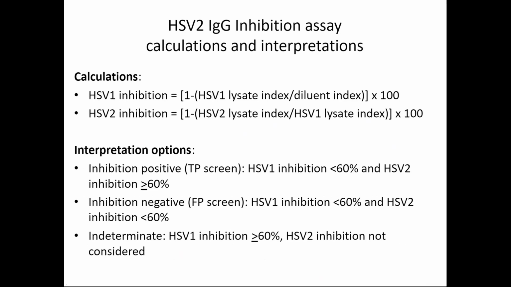An inhibition positive result, which indicates the true positive screen, is indicated by HSV-1 inhibition less than 60%, but HSV-2 lysate inhibition greater than 60%. An inhibition negative result, which means the false positive EIA screen, is indicated by an inhibition value less than 60% for both the type 1 lysate and the type 2 lysate. And a few samples we have to interpret as indeterminate because the inhibition by HSV-1 lysate is greater than 60%. And in those situations, we don't even do any further calculations.